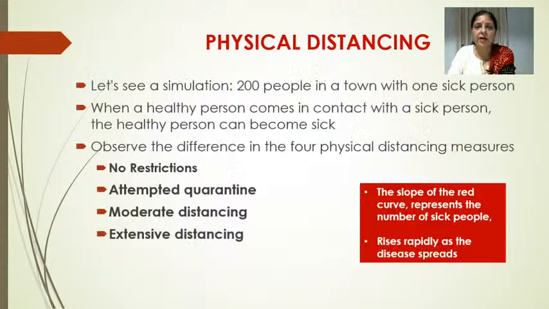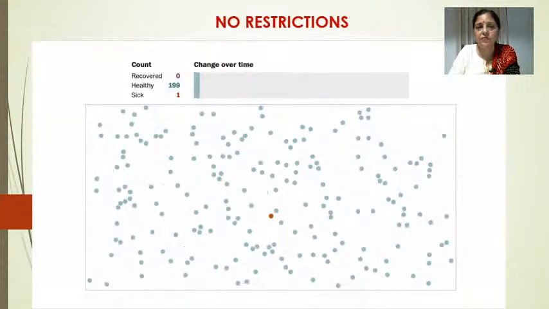Now, just a graphic representation of physical distancing. Let's see a simulation. There are 200 people in a town with one sick person. When a healthy person comes in contact with a sick person, the healthy person can become sick. So we'll observe the differences in the 4 physical distancing measures: no restriction, attempted quarantine, moderate distancing and extensive distancing. The slope in the red curve represents the number of sick people.